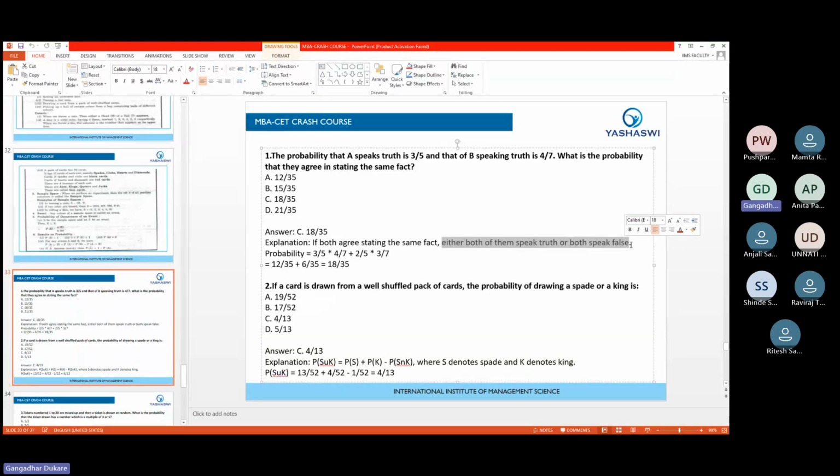Like they have given 3 by 5 in the part of 4 by 7. And the 2 by 5 is again coming with this, the first one's truth probability being 3 by 5. The same way for the 7 we consider 3 by 7. Speaking truth is 4 by 7. If it comes related to truth, it is 4 by 7, and if it comes related to false, it is 3 by 7.